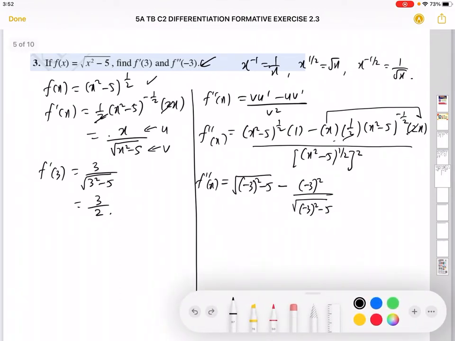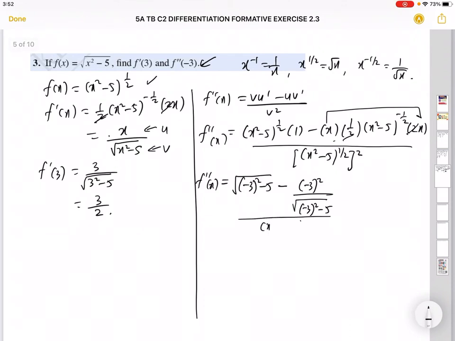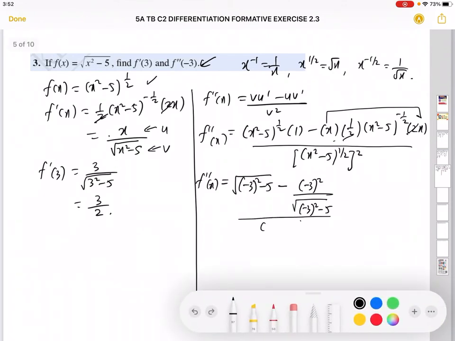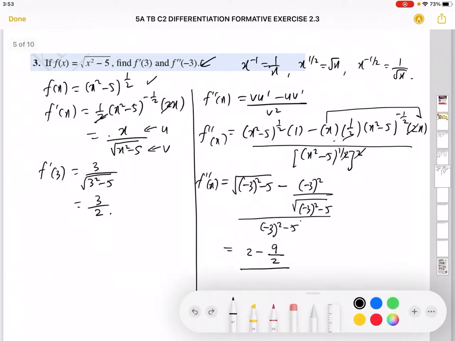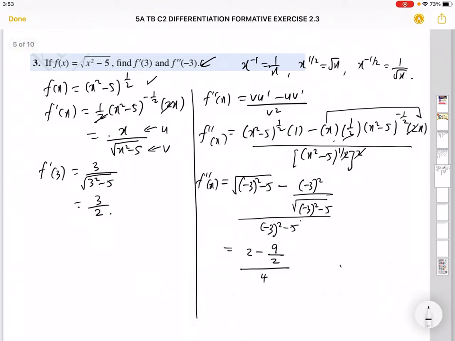And we can just cancel x squared, cancel this half and 2. You're left with negative 3 squared minus 5. So square root of 9 minus 5 is 4. Square root of 4 is 2. This will be 9 over 2. Divide 9 minus 5, so can I just write 4, right? So this is just 4. I'll just write 4, don't write so many things. So 2 minus 9 over 2 divided by 4 is negative 5 over 8.